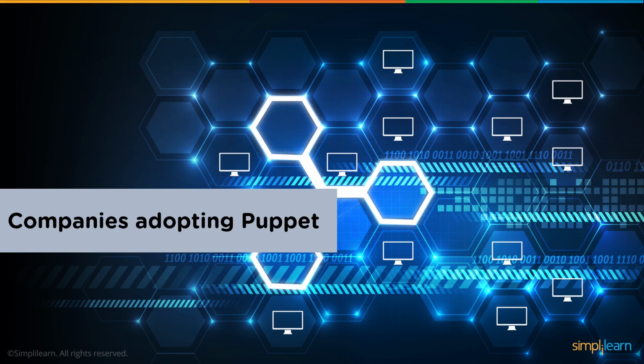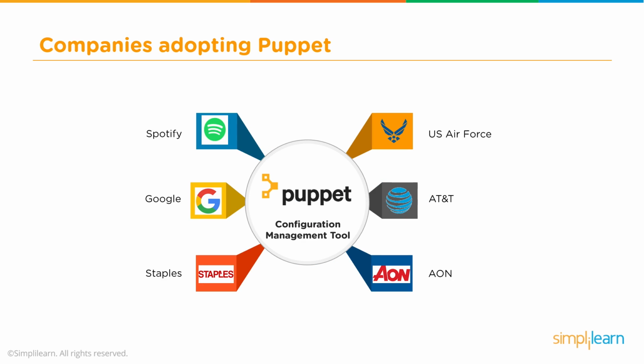So let's have a look at companies that are using Puppet today. There are a number of companies that have adopted Puppet as a way to manage their infrastructure. So companies that are using Puppet today include Spotify, Google, AT&T. So why are these companies choosing to use Puppet as their main configuration management tool? And the answer can be seen if we look at a specific company.